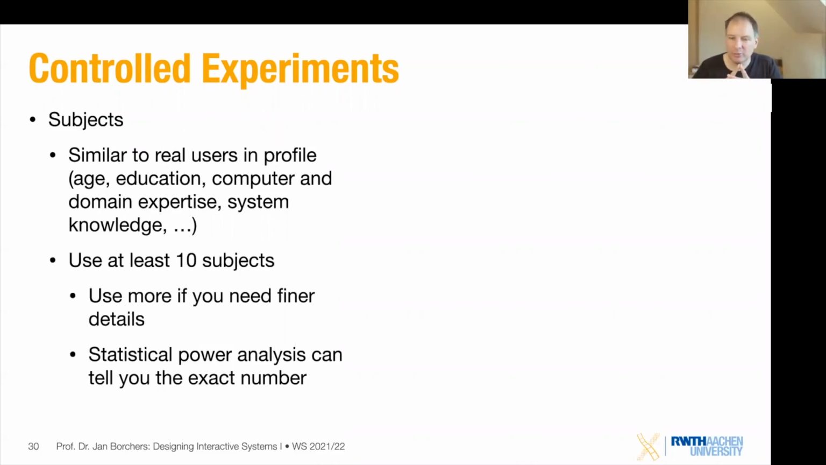There are long discussions about how many people you need, and you can actually compute the number of people you need if you are looking for a certain power of your measurement. But a very quick rule of thumb is to start with at least 10 subjects and use more if you are looking for finer details. Like if you really want to measure differences in tenths of a second of performance, then 10 might actually be too low. Statistical power analysis, as I said, can tell you an exact number that you need for a result of a particular predictive power.